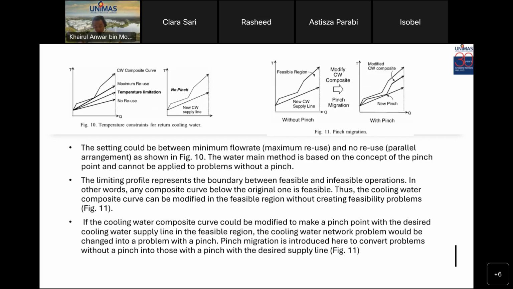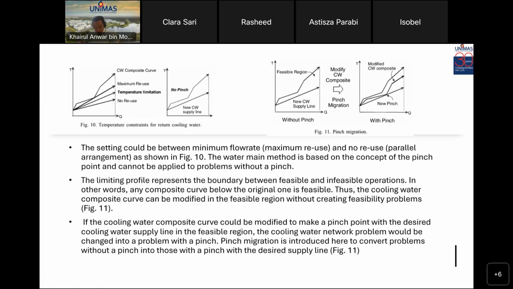So the limiting profile is the boundary between feasible and infeasible operation. In other words, any composite curve below the original one is feasible. Thus, the cooling water composite curve can be modified in the feasible region without creating a feasibility problem. So within this maximum reuse and no reuse is the feasible region.